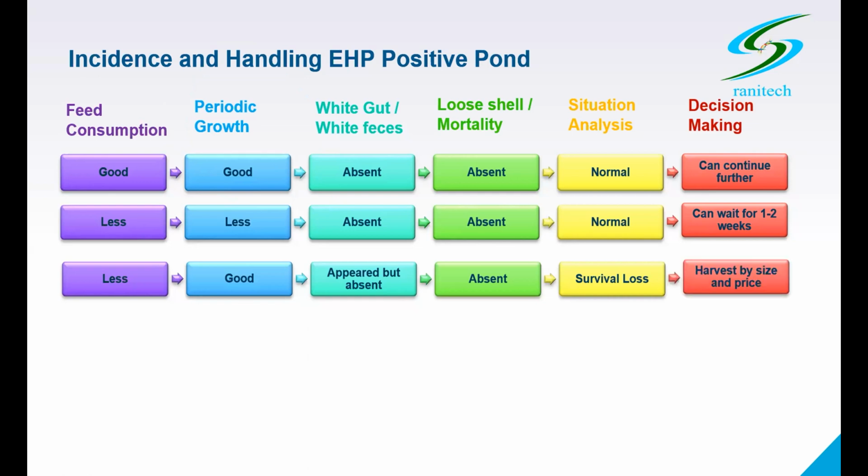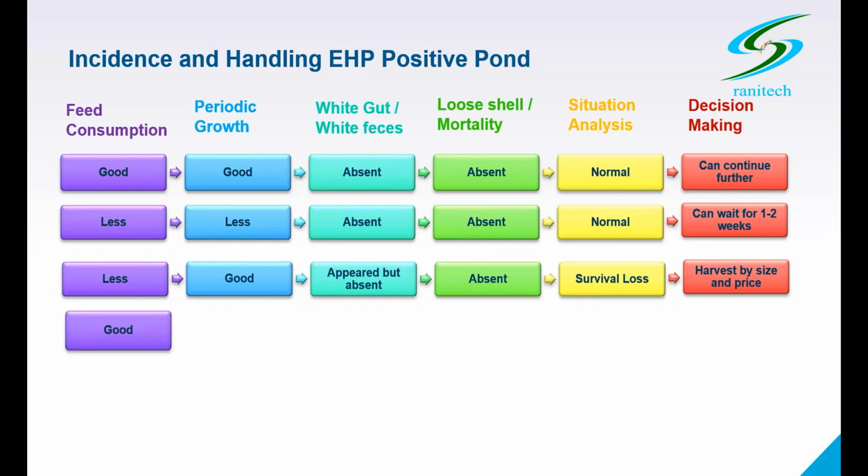So if your size is 50 count and it works out for you, and you are losing like 5% of survival by another 10 days, but you can reach a better market size and better price, you can wait. But you have to decide properly by discussing with your technical staff.